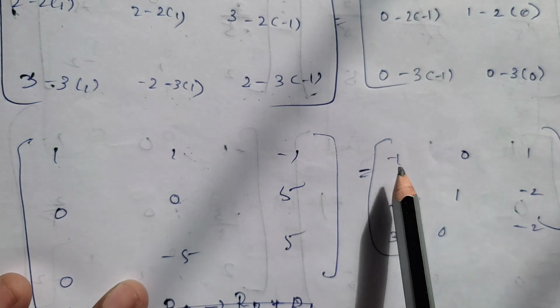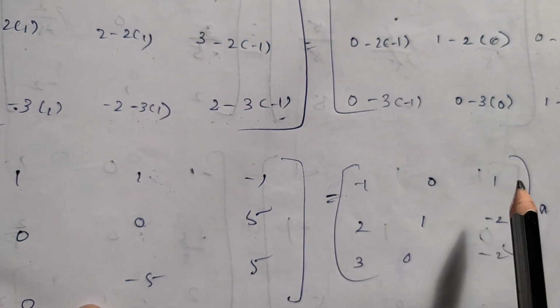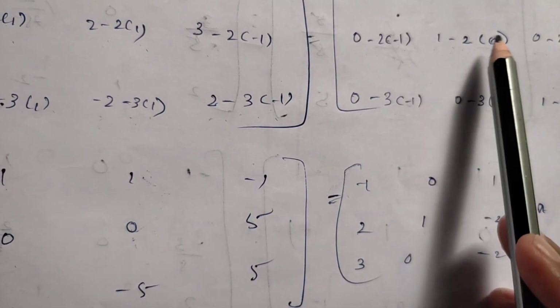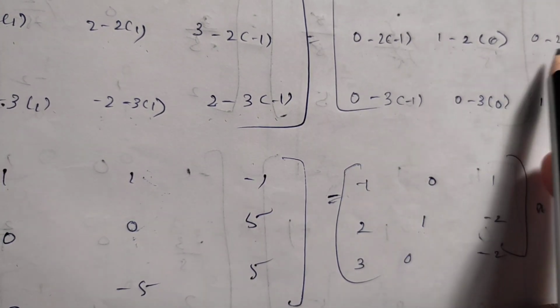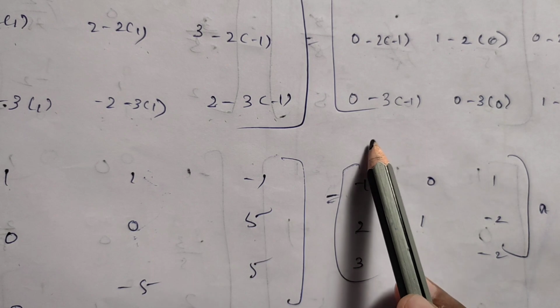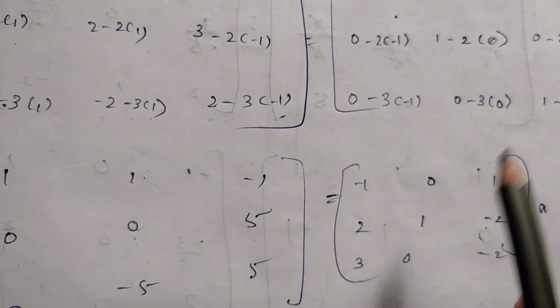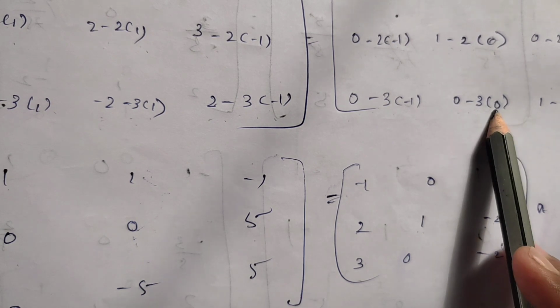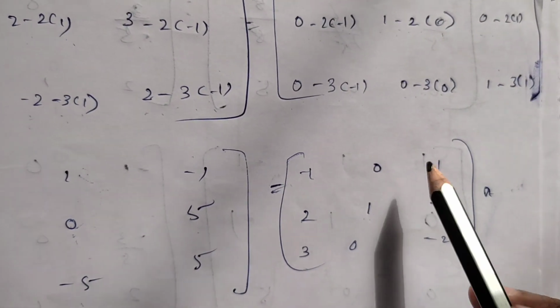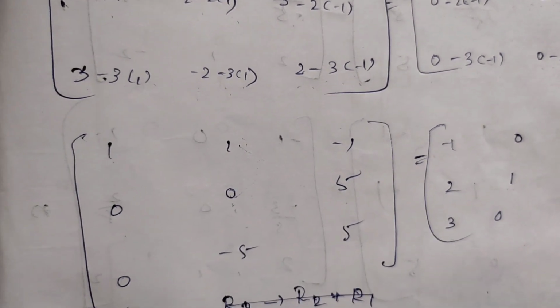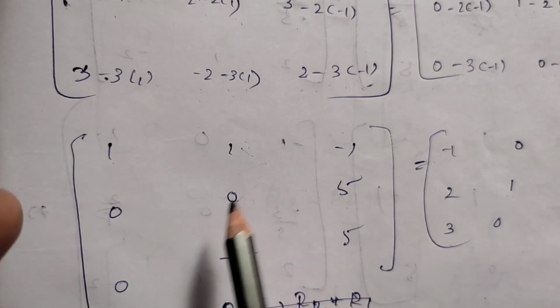Next on the RHS, minus 1, 0, 1. Minus into minus plus 2. 1 minus 0, 1. 0 minus 2, minus 2. 0 minus into minus plus 3, so 3. 0 minus 3 into 0, 0. 1 minus 3 minus 2 into A. So the step 3 is over.